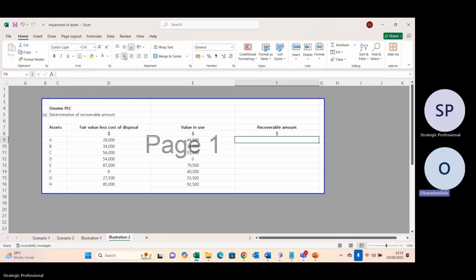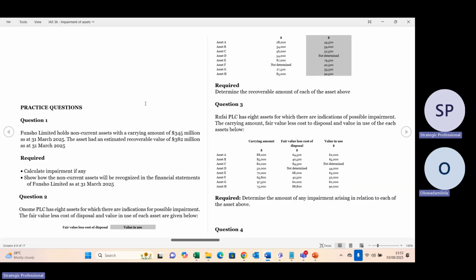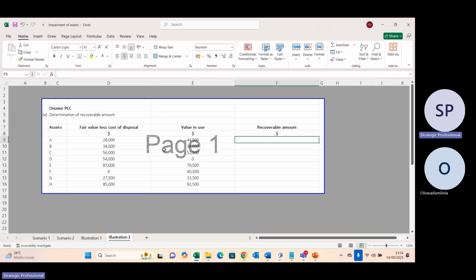Can we go back to the question? I'm struggling to read it. Okay. Fair value and value in use, so that is what we've copied. We have to determine the recoverable amount of each of these assets. Okay, sir. Now, do you recall what I explained recoverable amount to be? What is recoverable amount?